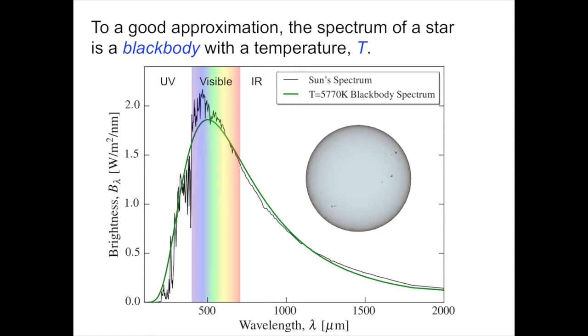Remember from the previous lecture that to a good approximation, the spectrum of a star is a black body with a characteristic temperature T. For example, the Sun has a photosphere temperature of about 5,770 degrees Kelvin. The black curve is the actual spectrum of the Sun. The green curve running through it is the spectrum of a 5,770 degree Kelvin black body of the same luminosity. We notice that the Sun is not a perfect black body, but is a black body heavily modified by atoms and molecules in the atmosphere of the Sun.